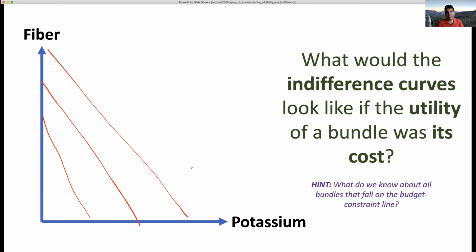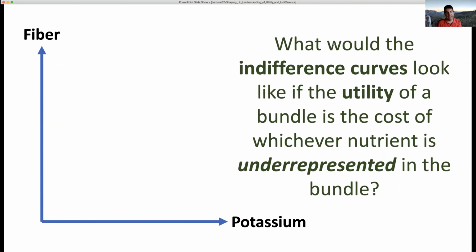So we'll get back to this the next time, but basically the answer to this one is that these will all be parallel lines with the same slope as the budget constraint. Oh, right, because there's multiple. Yeah, and so every bundle lands on one of these. Every bundle has other bundles that are the same price, and so every bundle has other bundles that have the same utility, given the price is utility. We'll go through some of these examples again next time.